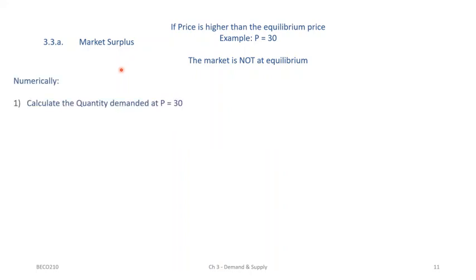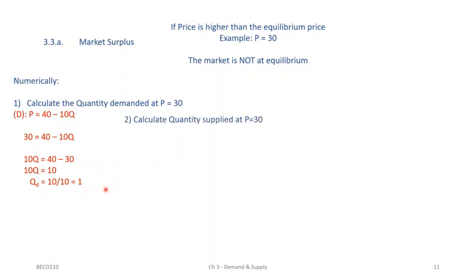First, let's calculate the quantity demanded at price equals 30. This is the demand function. We replace P with its value, which is 30, and we solve for Q demanded. Remember, while solving, we put all our variables on one side, all the numbers on the other side, and we solve. QD equals 1 in this case.